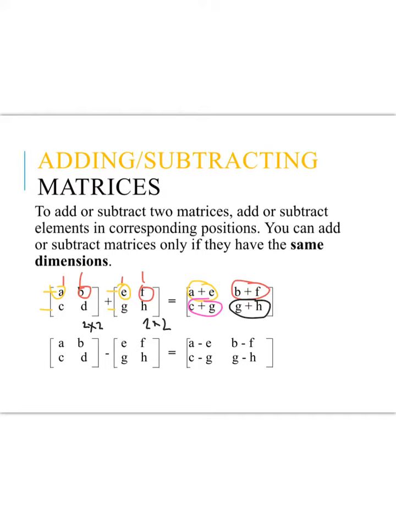And for subtracting, we'll do the same thing. So again, I have a 2 by 2 subtracted by a 2 by 2. And so I'm going to take the corresponding elements and subtract them. So I'd have A minus E in the top left, B minus F in the top right, C minus G, and D minus H.